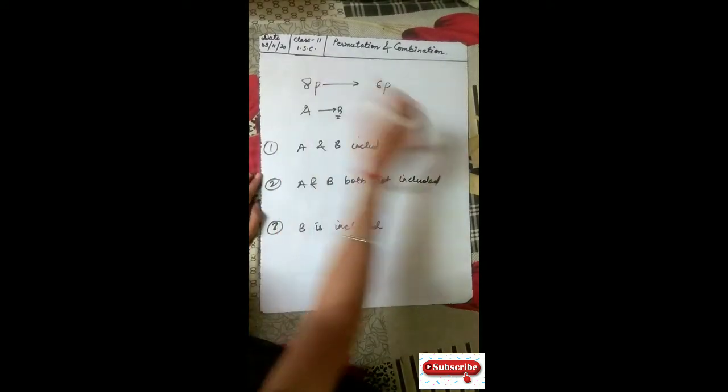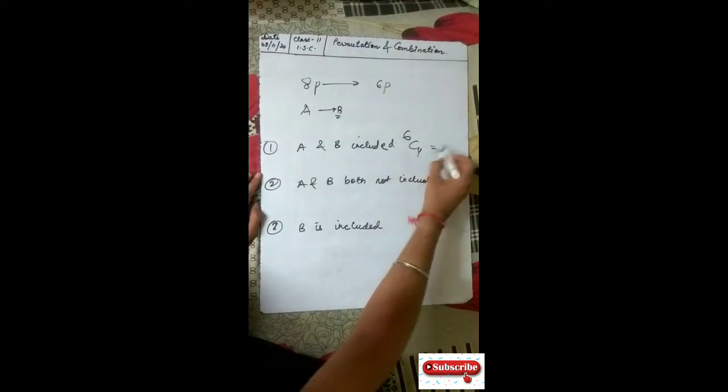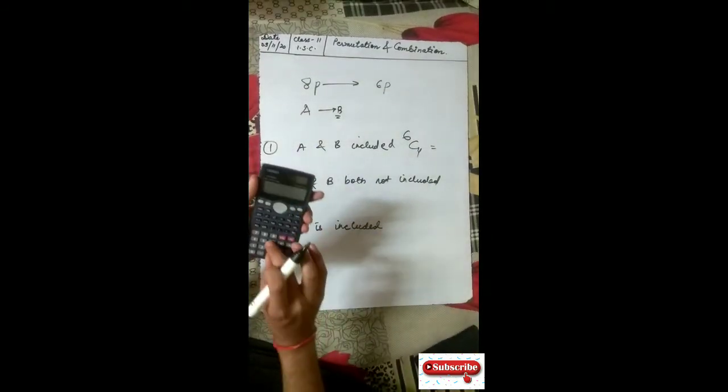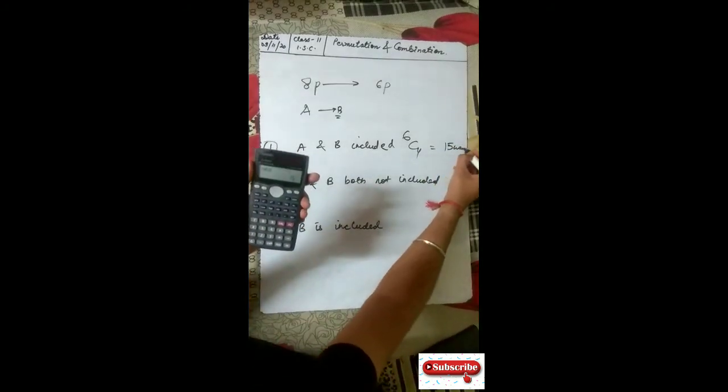So if A and B are included, that means this is a particular case. So from 8 you are left with what? 6, and from 6 you are left with what? 4. So 6C4, you just count. 6C4 is 15. So 15 ways you have.